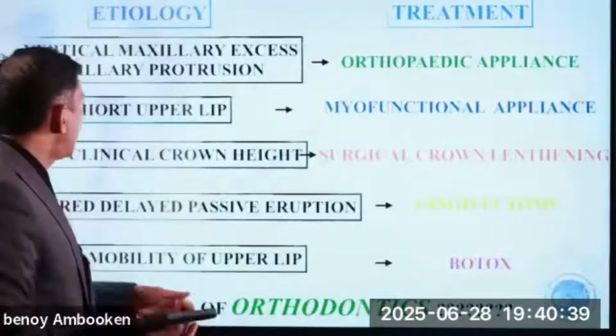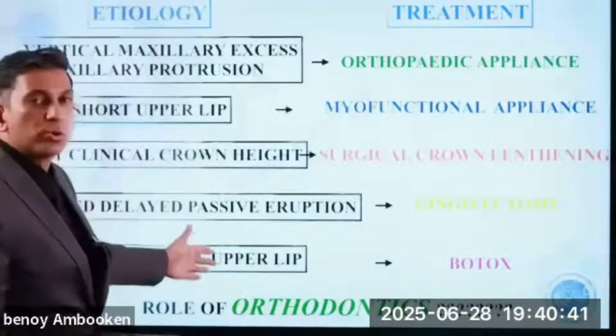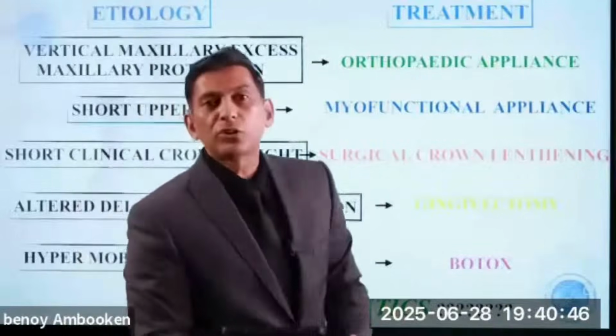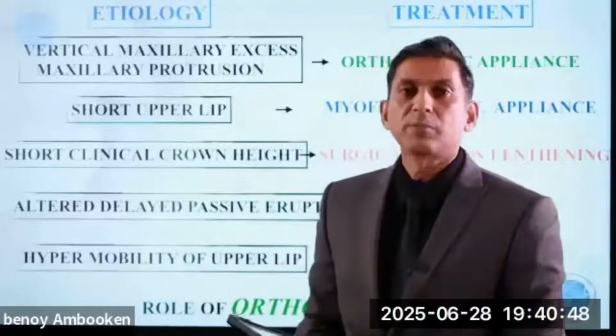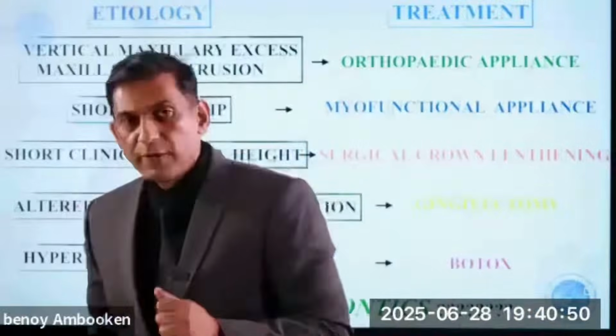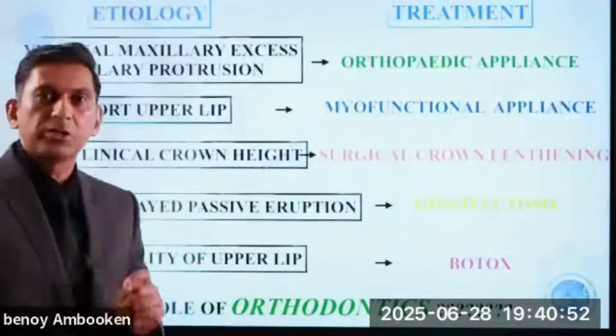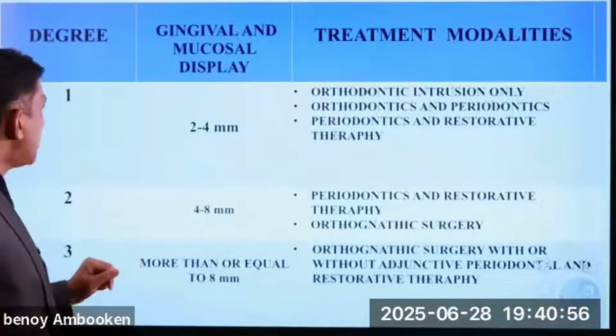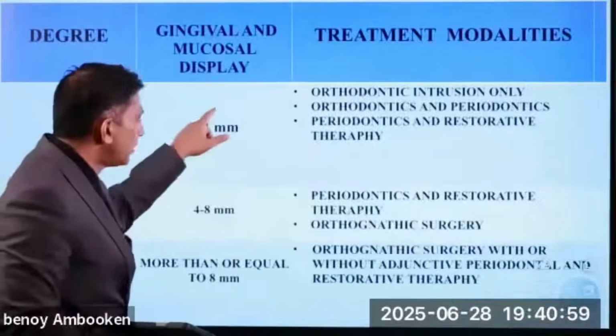Now, based on the etiology, you could see a lot of etiologies here, and I've written a lot of treatments. But what is the role of orthodontics in correcting the gummy smile? That's a question mark. So commonly, when you plan for gummy smile correction with orthodontics, you can get a beautiful result if your gummy smile is between 2 to 4 millimeter.